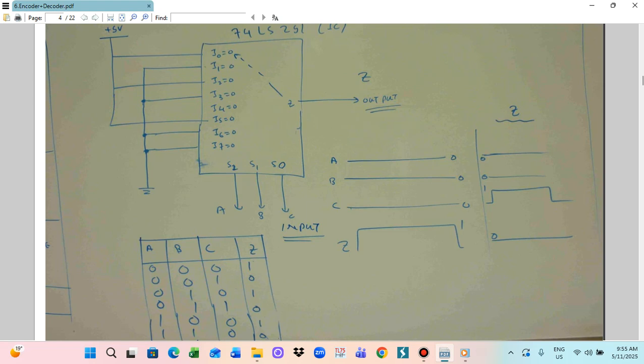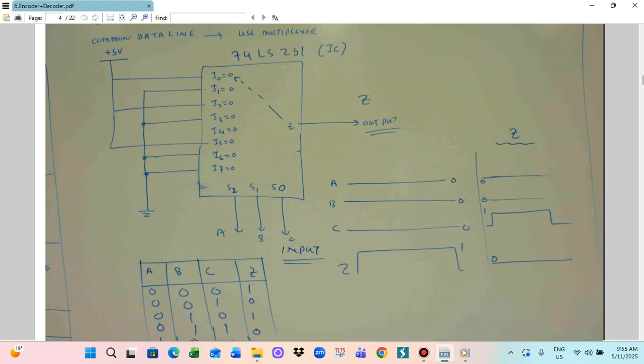So this is what we use that IC for. The IC is the 74AS251 IC. That IC has inputs, but there is only one output. The output will be an inverted output.